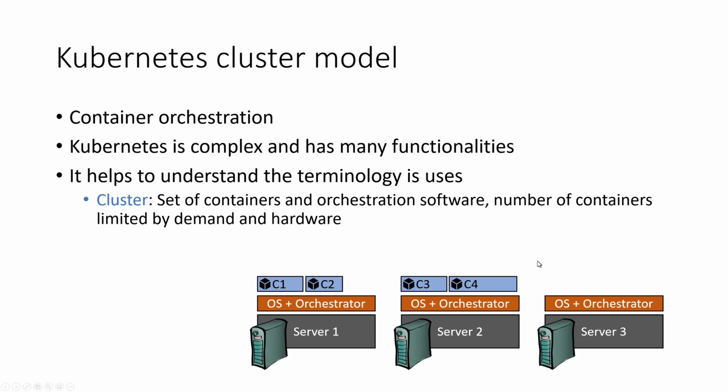Kubernetes is very complex because it has many functionalities, like we saw in the previous video. So it helps to understand the terminology that Kubernetes uses when talking about it and when we go read the documentation. A first concept we have in Kubernetes is that of a cluster. A cluster is a set of containers and the orchestration software that's managing these containers. The number of containers running on a cluster depends on the demand because of autoscaling and the amount of hardware that is available to run that cluster.